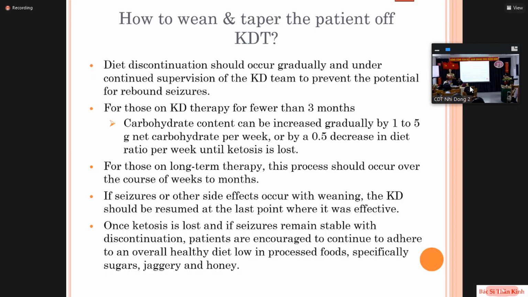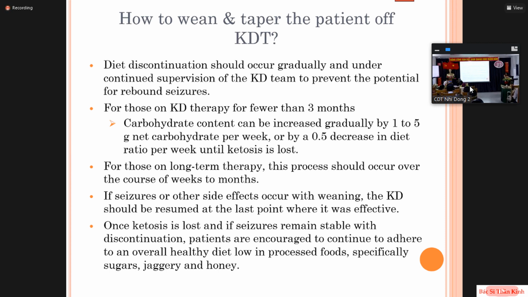So how do we do it at our center? Diet discontinuation should occur gradually and under continued supervision of the KD team to prevent the potential for rebound seizures. For those on KD therapy for fewer than 3 months, the carbohydrate content can be increased gradually by 1 to 5 net carbohydrates per week, or by a 0.5 ratio decrease in diet per week till the ketosis is lost. For those on long-term therapy, this process should continue over the course of weeks to months.